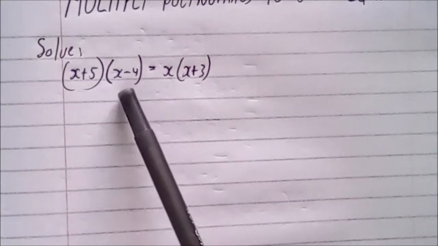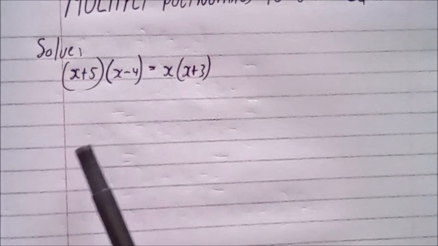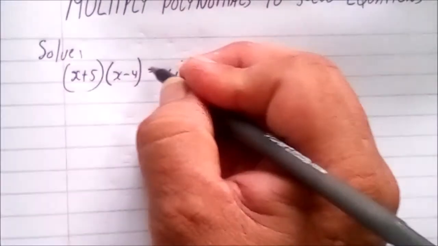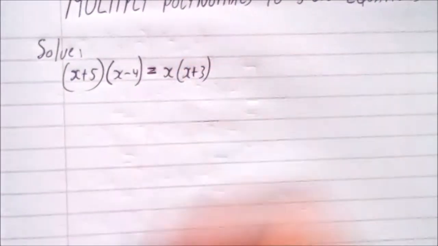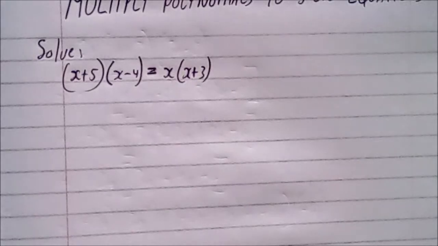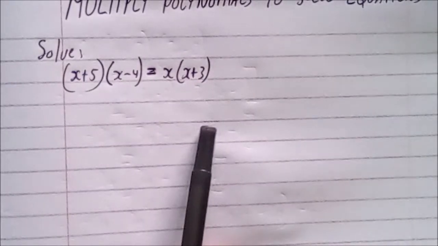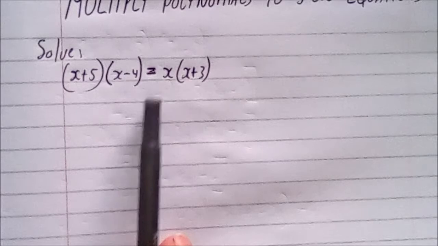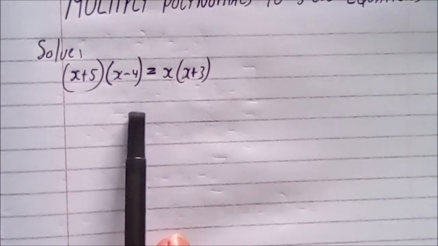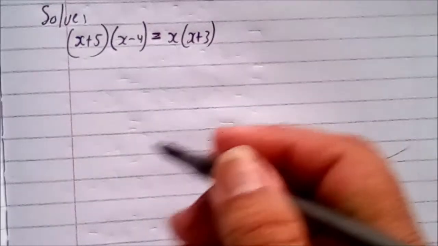So multiply the binomials here on the left hand side, keep that on the left side of the equation because we have them separated by an equal sign, and use the distributive property on the right side also. And why? Because the first step in solving an equation is to remove parentheses, so we need to remove parentheses here. So let's proceed.